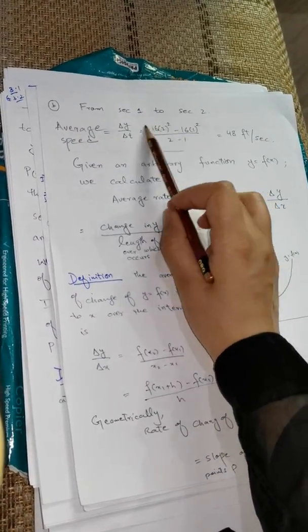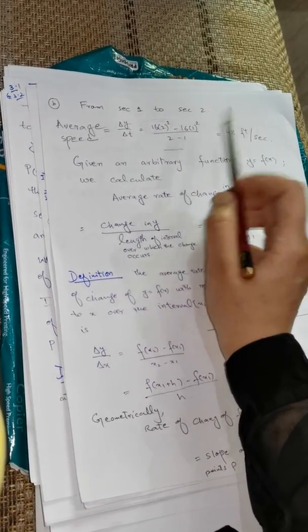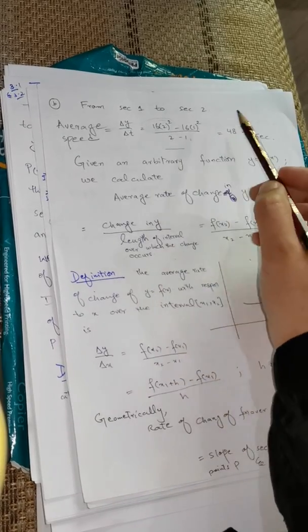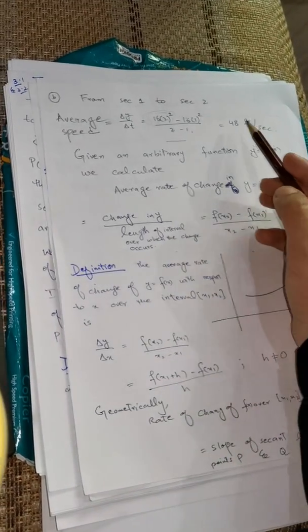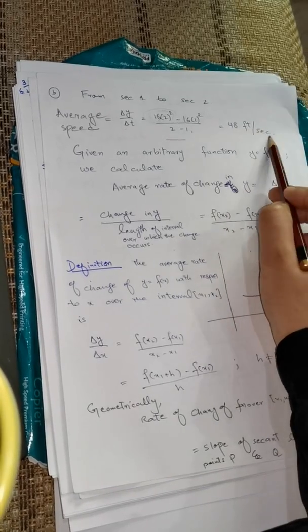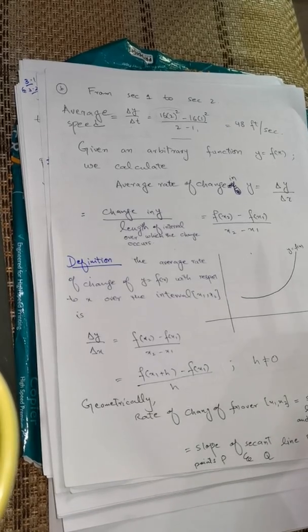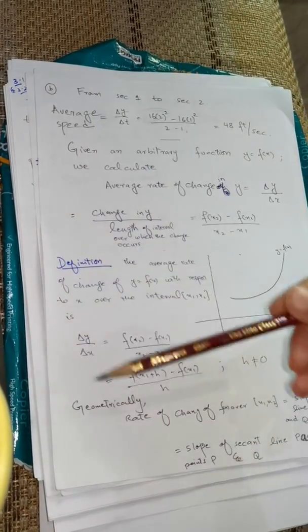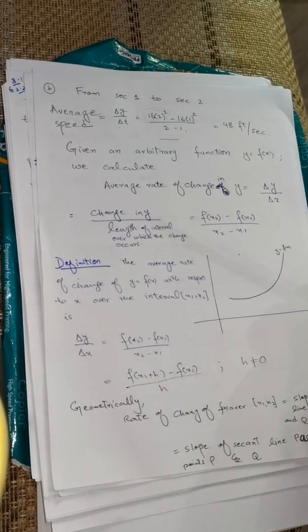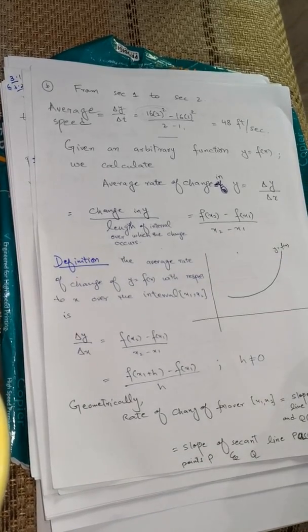16t², this one is the final position minus this one is the initial position, divided by final time minus initial time. Simplify this by using a calculator. This one is equal to 48 feet per second. Now generalize this concept. This one is the average speed of a moving body. It could be a car, it could be any body, maybe a ball, maybe a bug moving.